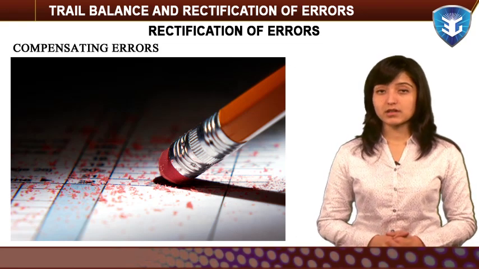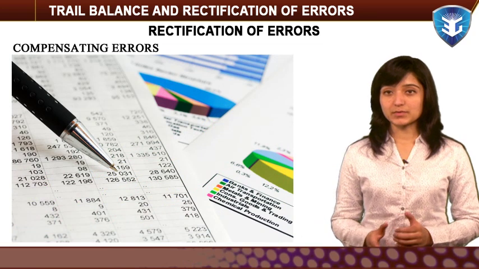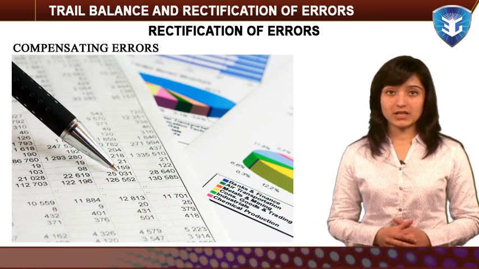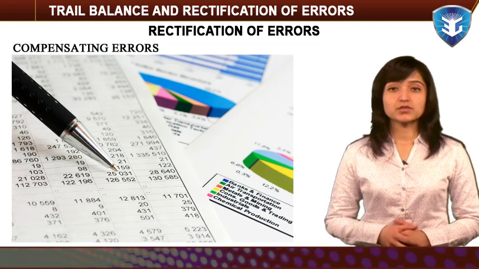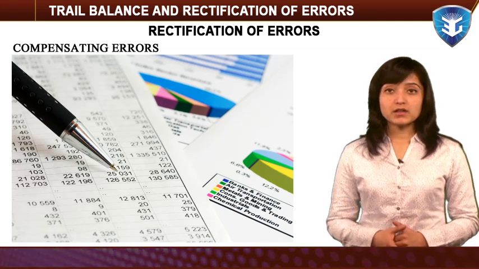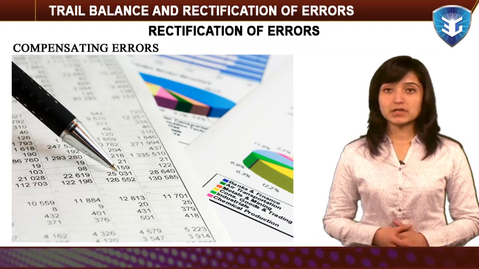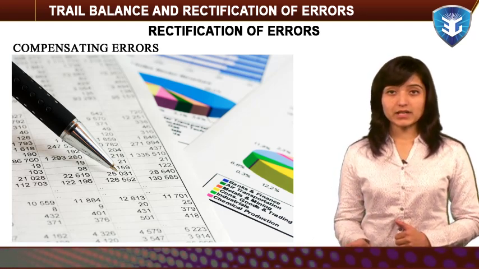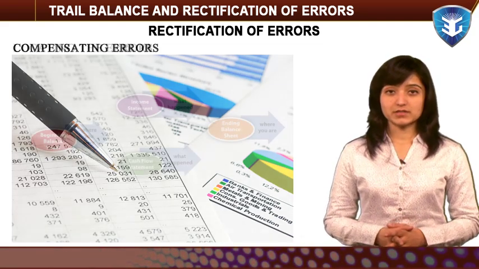In such a case, it is hard to detect that error. For example, Thomas' account was debited with $1,000 instead of $10,000, while Smith's account was debited with $10,000 instead of $1,000. Therefore, Thomas' account, which was debited by $9,000 less, was compensated by another error in Smith's account, whose account was debited in excess of $9,000. Such errors do not affect the trial balance.